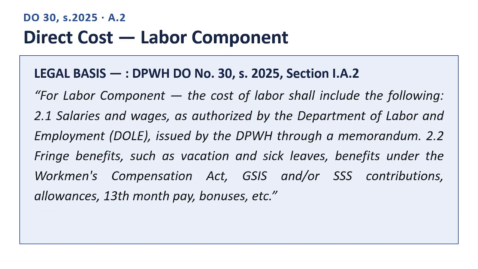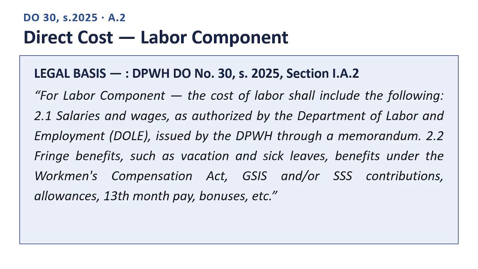Next slide. Direct cost, labor component. Here is the legal basis, quoting directly from DPWH Department Order Number 30, Series 2025, Section I.A.2. Quote. For labor component, the cost of labor shall include the following: 2.1 Salaries and wages, as authorized by the Department of Labor and Employment, DOLE, issued by the DPWH through a memorandum. 2.2 Fringe benefits, such as vacation and sick leaves, benefits under the Workmen's Compensation Act, GSIS and/or SSS contributions, allowances, 13th month pay, bonuses, etc.